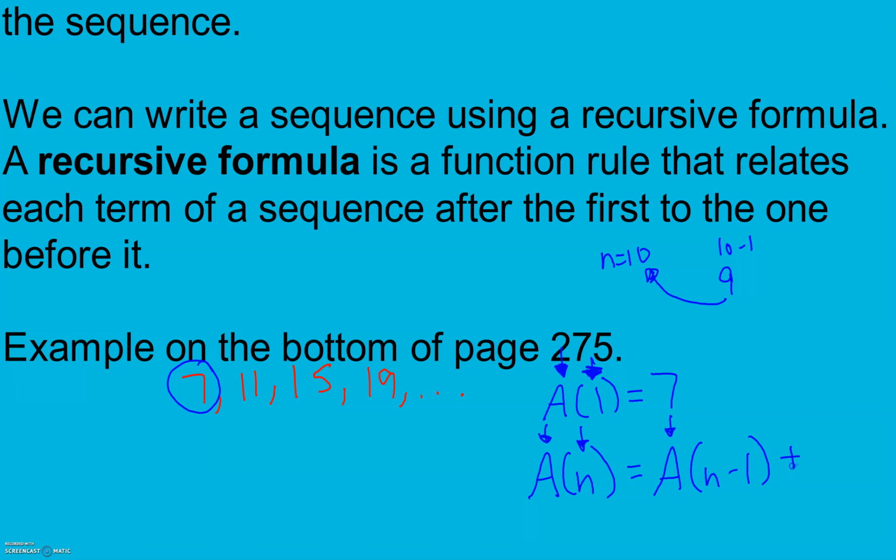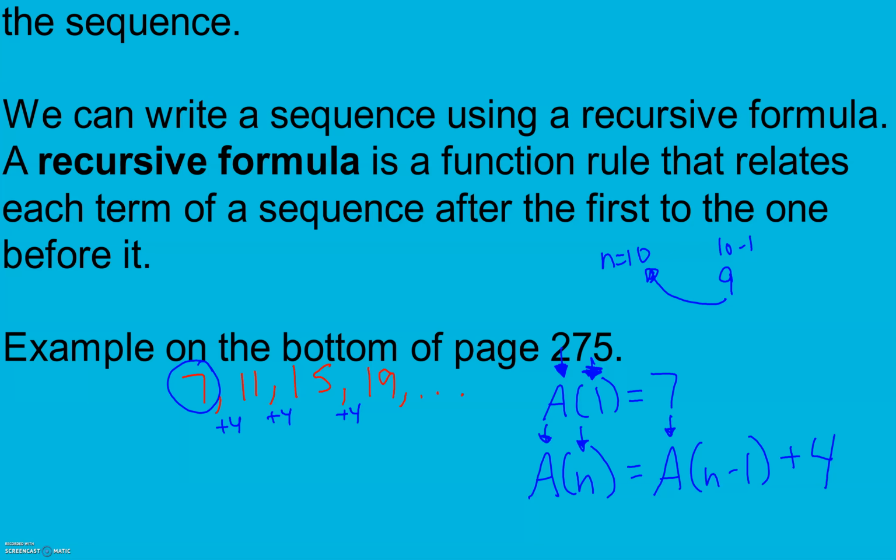And then here we're going to add on our common difference, our change. So here from 7 to 11, we added 4. 11 to 15, we added 4. 15 to 19, we added 4. And this is my recursive formula. A of 1 equals 7. A of n equals A of n minus 1 plus 4.